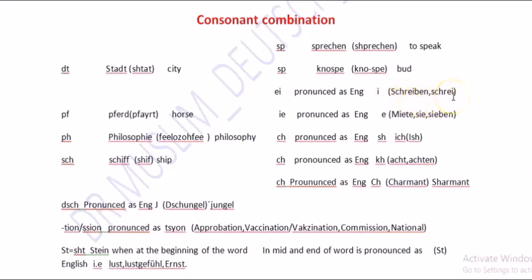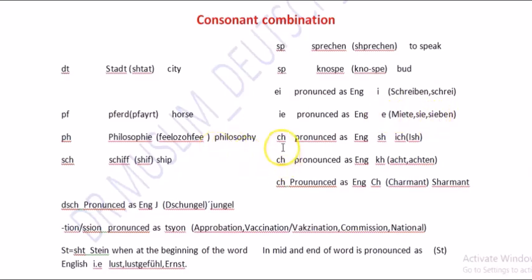And the next one is when ie comes, then we pronounce it like E of English. For example, here Miete. Miete means rent. Sie means she. Sieben means seven. So here we have S I E, and it is pronounced like E of English.